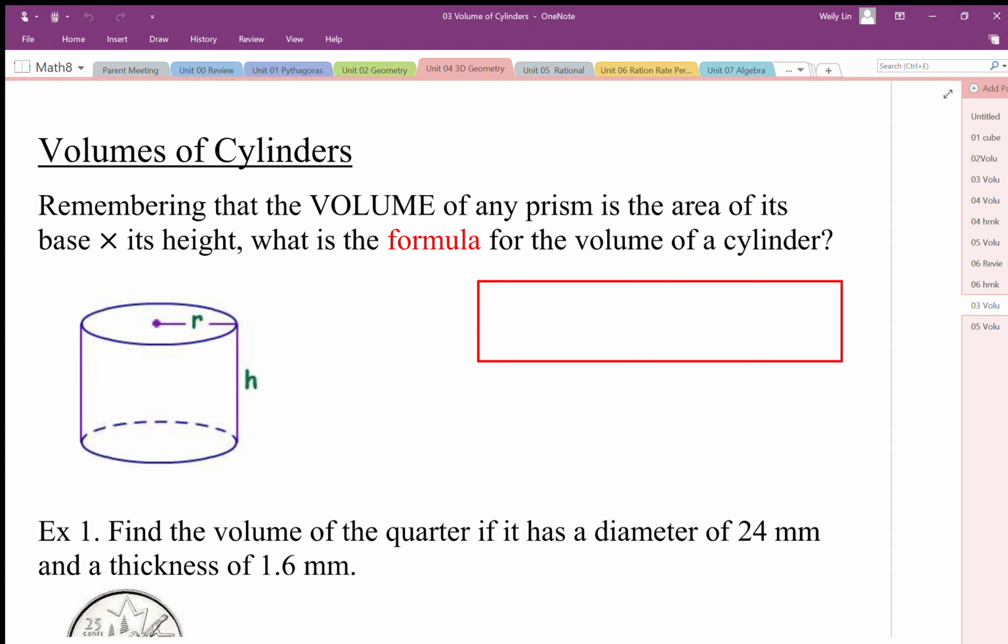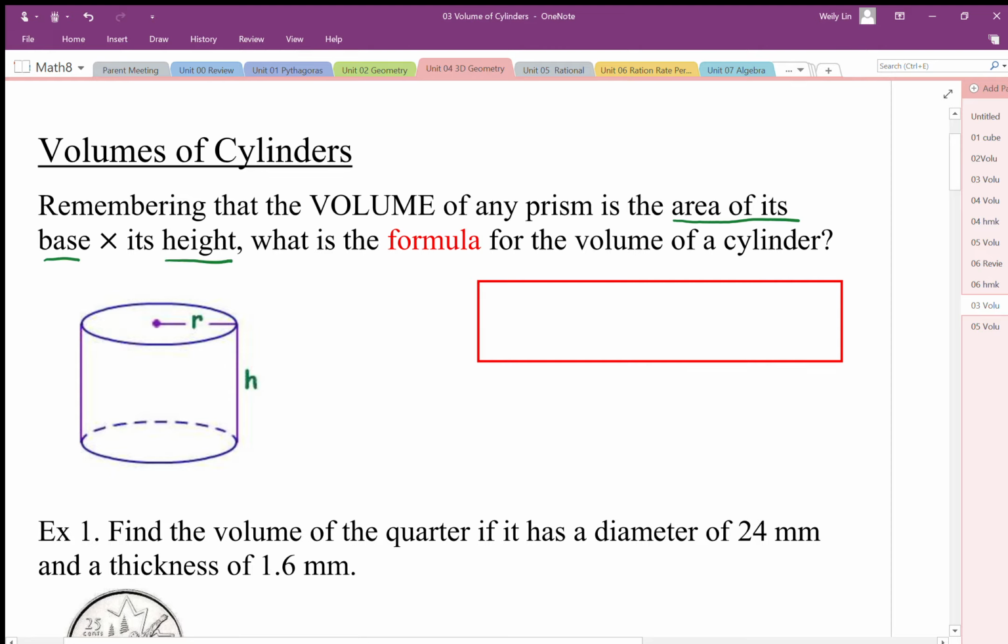When we think about volume, we always have to remember that volume is measured in cubes. And to get a cube, we have to take an area and give it a third dimension, or give it height. So when we think of volume of any prism, we're thinking of it as the area of its base times the height.